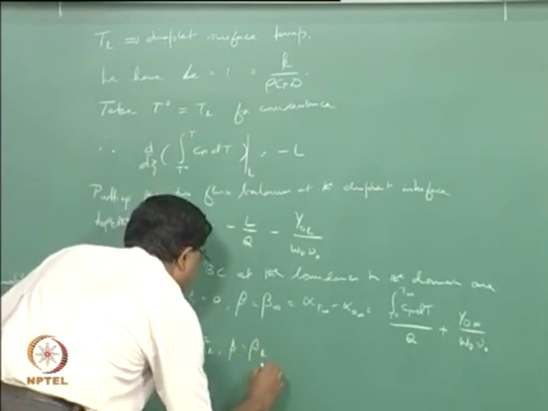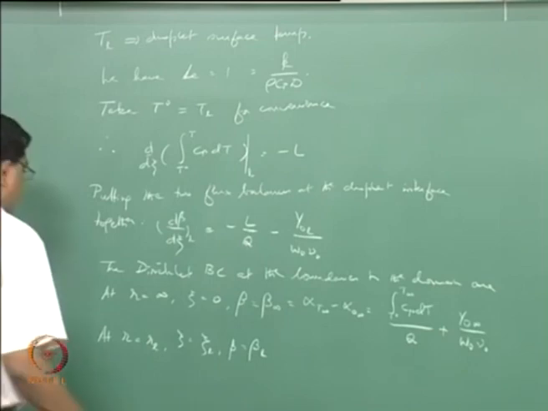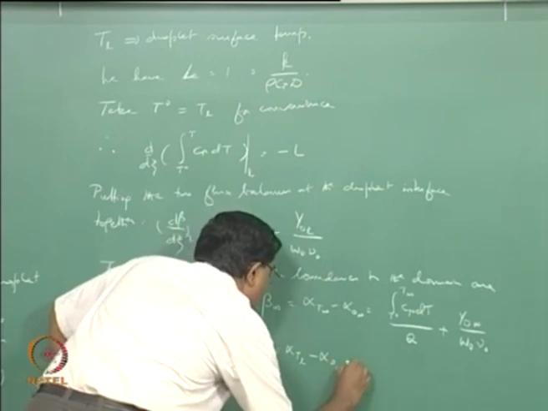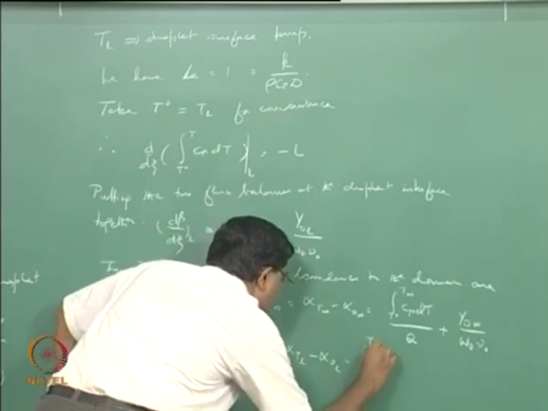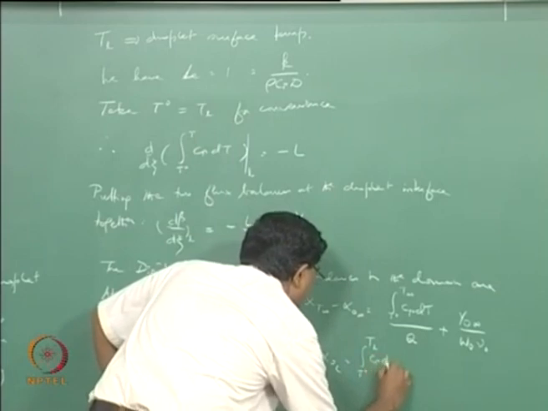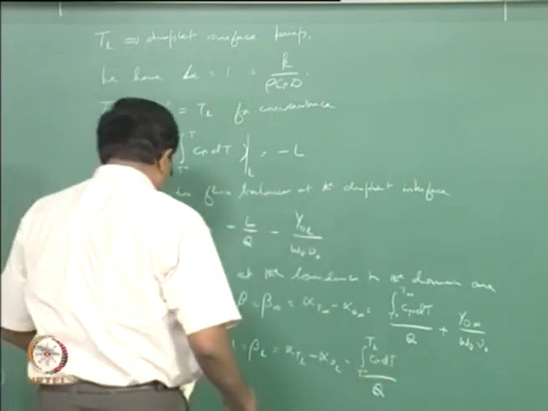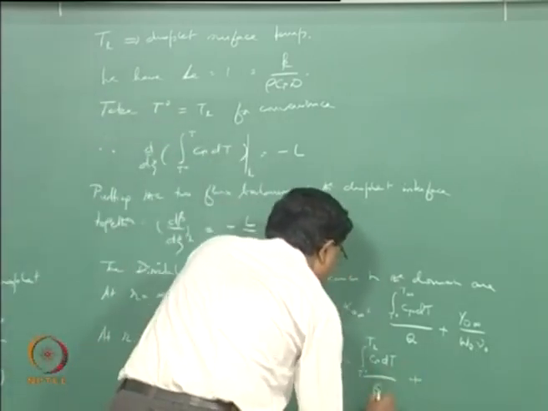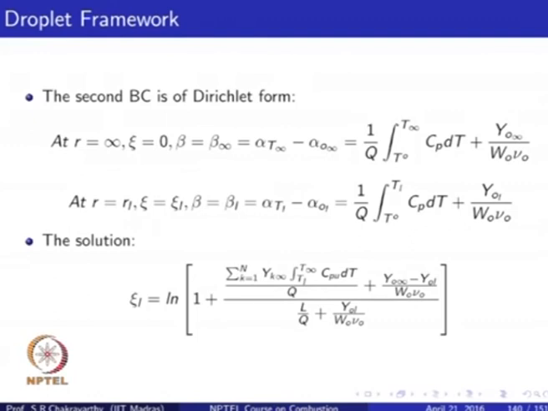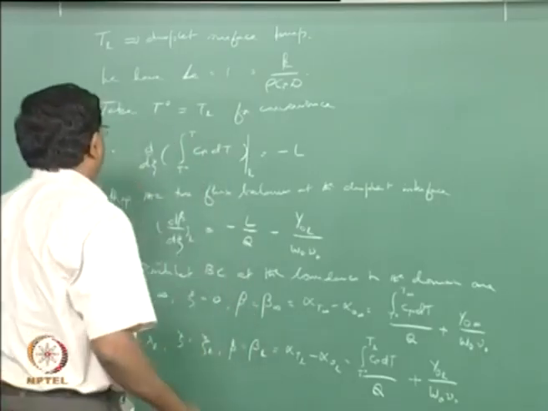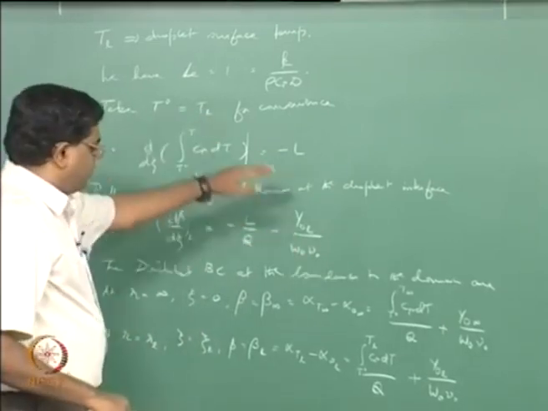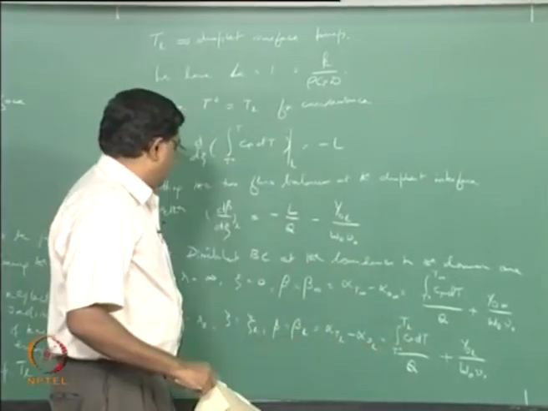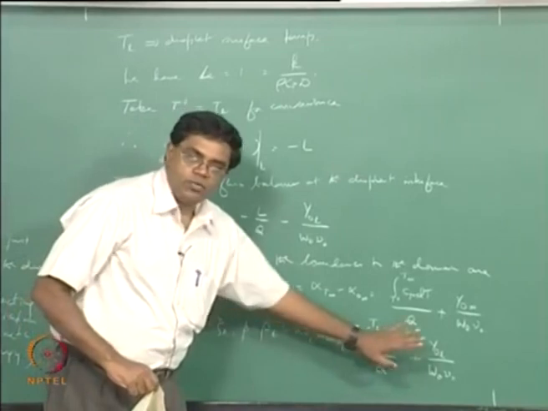And beta will have some value beta L, which is nothing but alpha T L minus alpha O L, which is the integral from T naught to T L of Cp dT divided by Q, plus Y O L divided by W O nu O. We have already seen that if you now take T naught equal to TL for convenience, this wouldn't have any contribution, but that's all right. Let's just at the moment worry only about beta L. Let's not worry about how it is exactly defined.